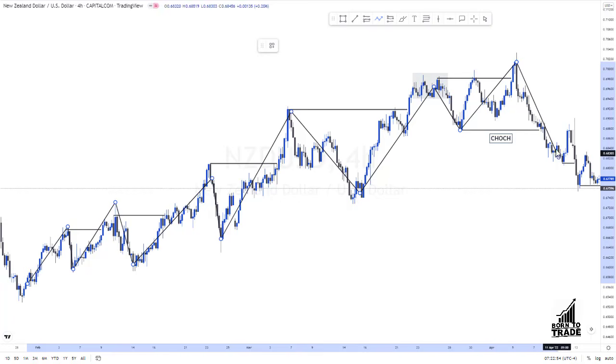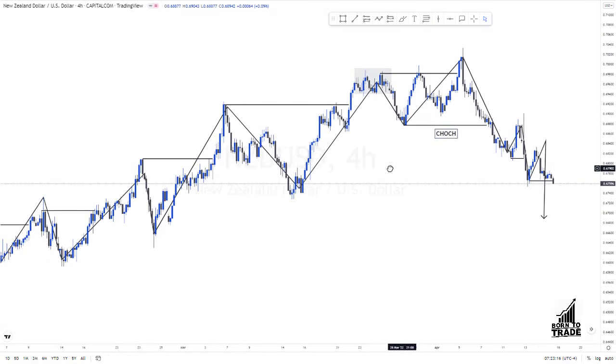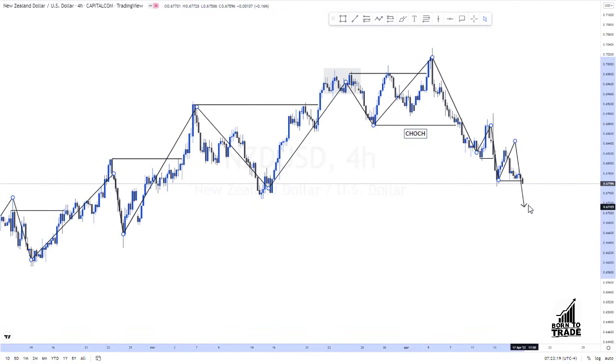Here we got a pullback. So we got a pullback. This is a change of character. That is, we are switching bearish. It formed a lower low and continues that way. This is exactly what I've been trying to explain, and I hope this is a little bit clearer now.